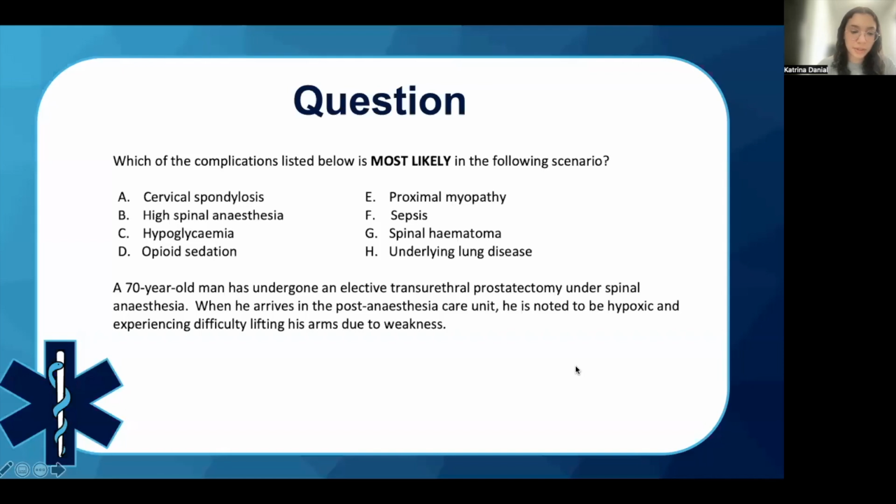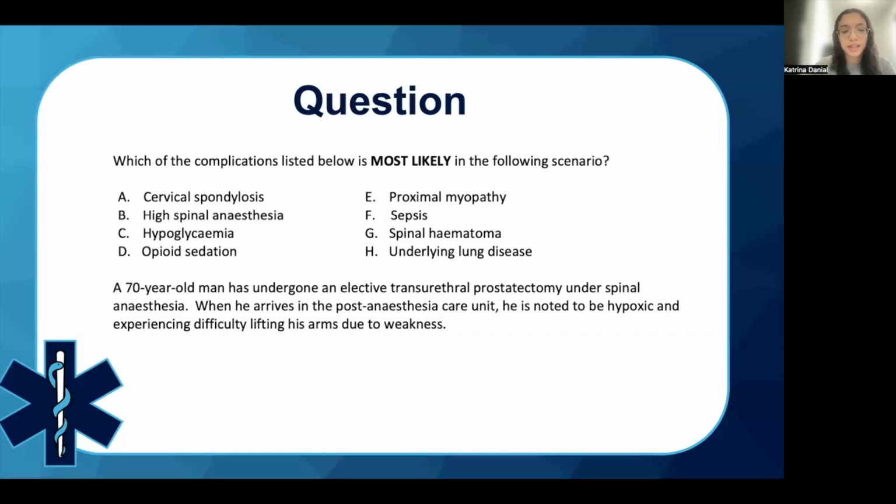All right, so here we have a question. This is a 70-year-old man who has undergone an elective transurethral prostatectomy under a spinal. When he arrives in the PACU, he is noted to be hypoxic and is experiencing difficulty lifting his arms due to weakness. So have a look at the options. I'll give you a couple of seconds. You can pause the video and have a think about the answer that you want to give.